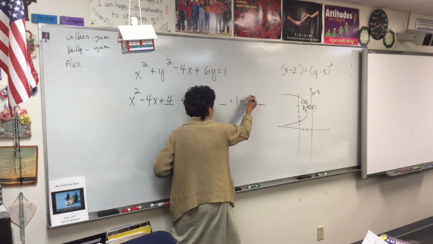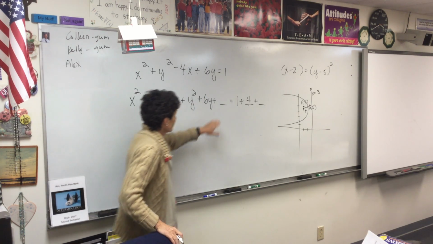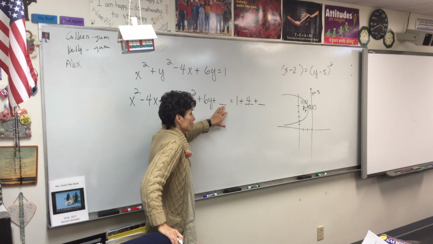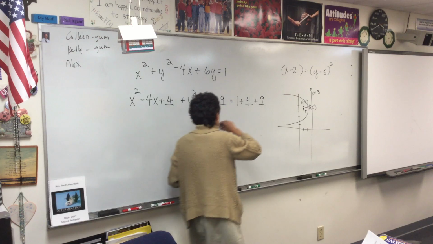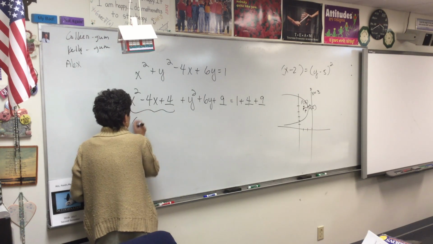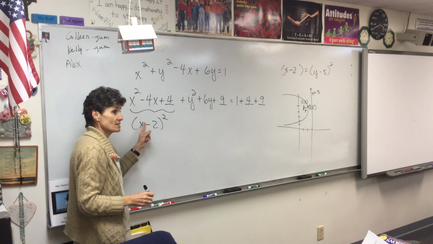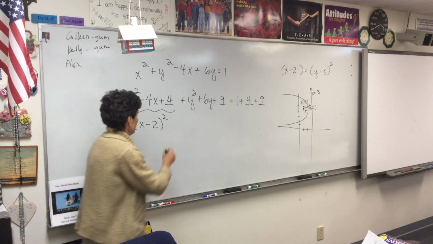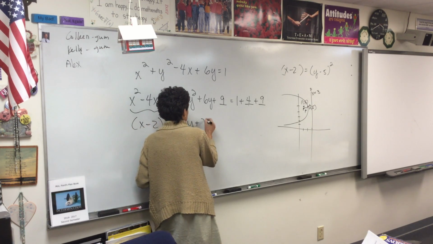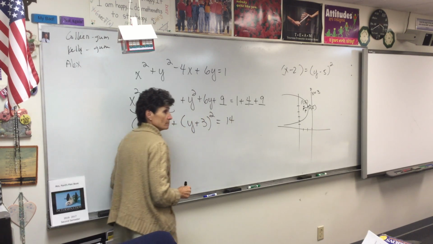That's what I'm gonna be adding, 4 to both sides. All right, Kean, what am I gonna add here? 9. Half of 6 is 3, squared is 9, very good. So this makes x minus 2 squared. Everybody good with x minus 2? Remember, it's a sign. Plus y plus 3 squared, and it adds up to 14.